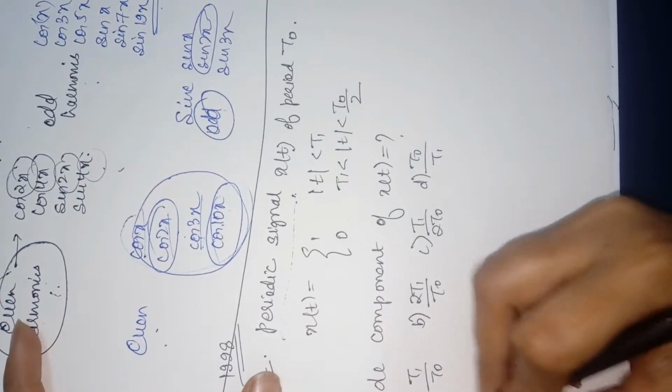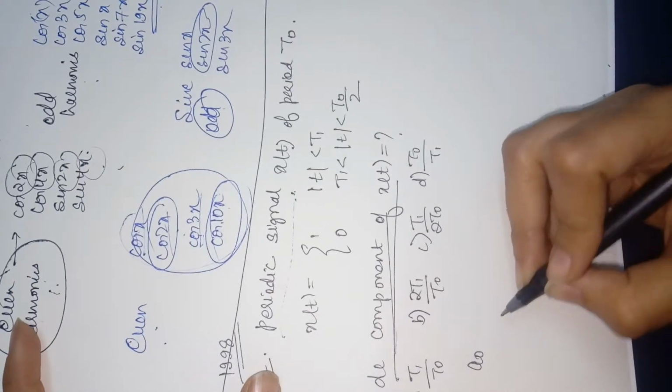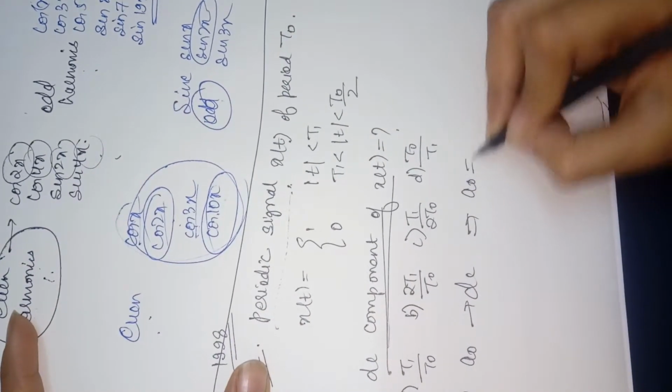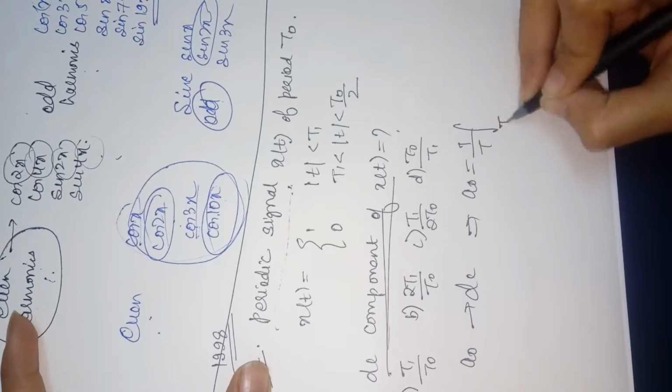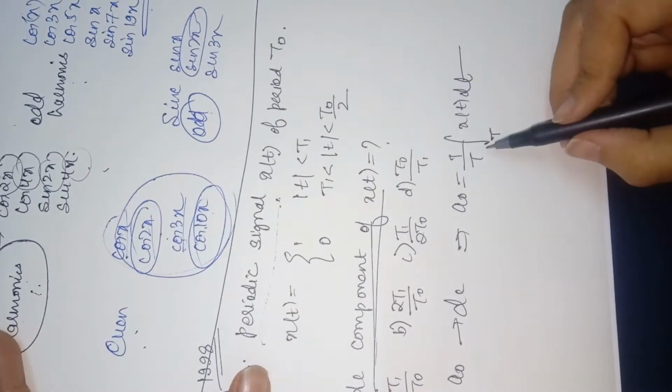So first thing, quickly, what I need to find in this is a naught. We know this is the only thing, the DC, right? A naught is the easiest thing to find. What's the definition? 1 by t integral of x of t dt, right? Now what is t?